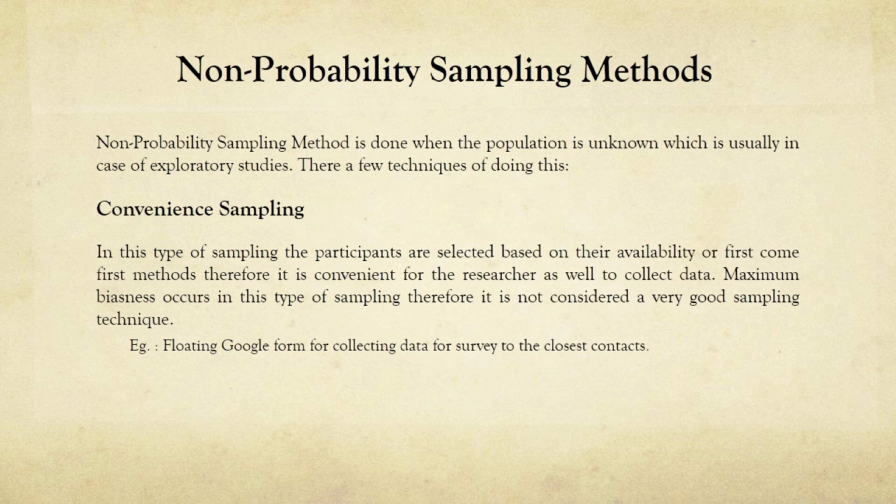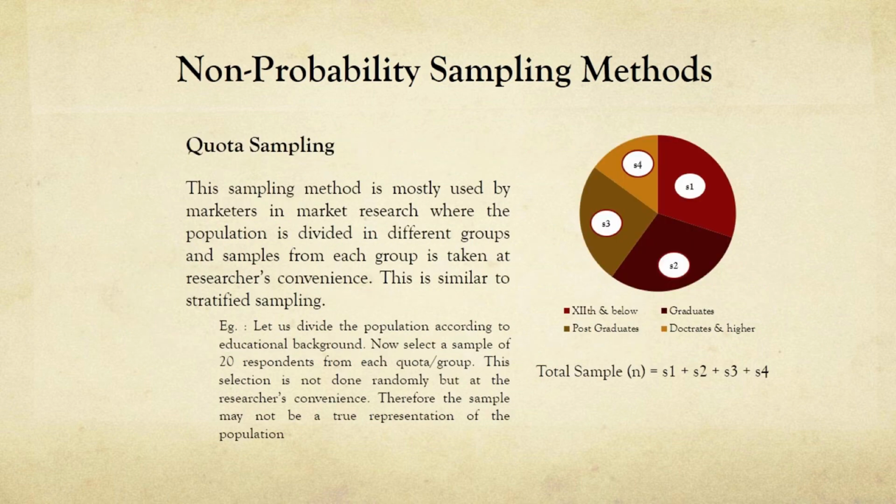Now, the second method of non-probability sampling is called quota sampling. As you can see, quota sampling is very similar to stratified sampling, because here we again divide the population into different subgroups, and each subgroup is different from another, but internally they are the same. As the name suggests, there is a certain quota or subgroups that are divided from the population.